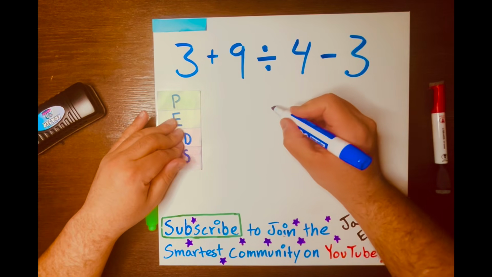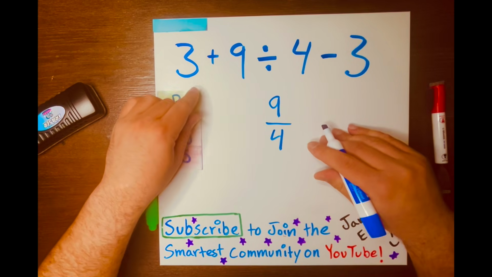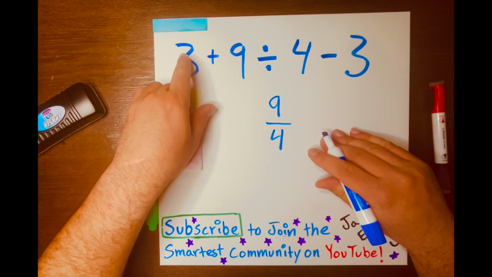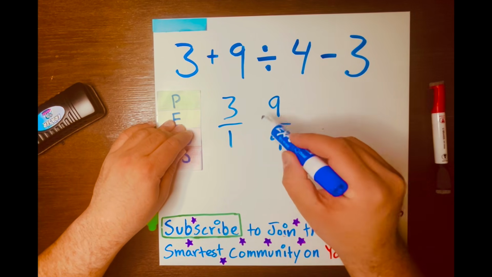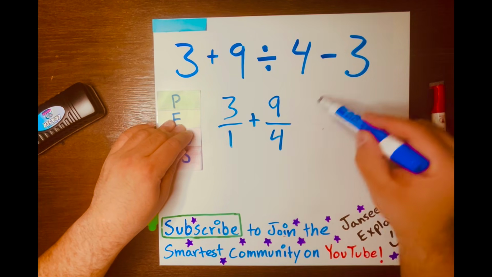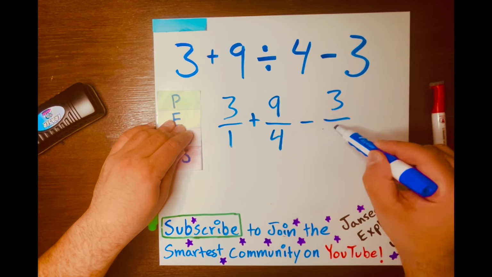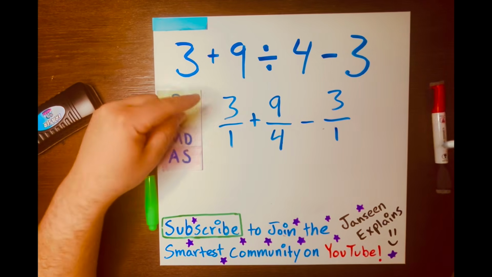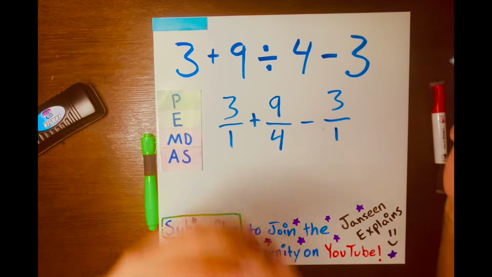Let's write 9 divided by 4 in a fraction form to make the math fun and easy. And let's do the same for this 3. Let's bring it down as a fraction to make the math fun and easy. Bring down the plus sign, bring down the minus sign, and also bring down the 3 in a fraction form. We all know that 3 over 1 equals 3. Does not change to 3.